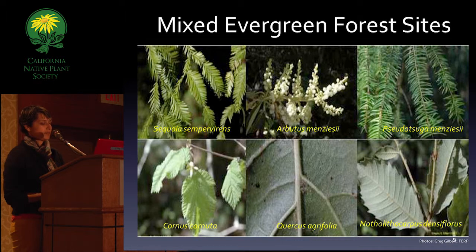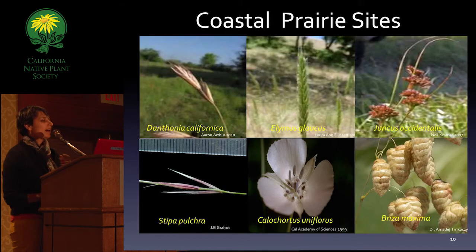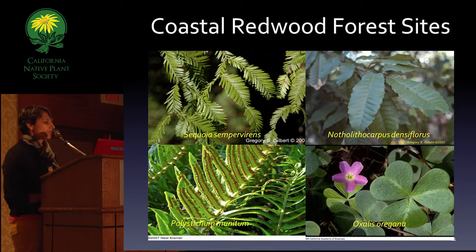We have some tan oaks and live oaks. In my coastal prairie sites, we have some native grasses and a lily, and we even have rattlesnake grass, Briza maxima, which is an invasive species. Coast redwood forest sites, we have oxalis, more redwood trees, sword fern.